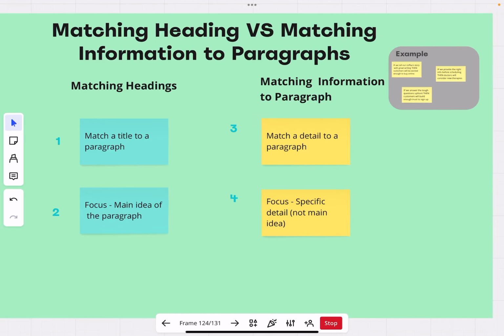So first of all, look at this. Matching headings and matching information to paragraph. In matching headings, you need to match just the title, not the information. So it's the overall information about the paragraph, how you name it.